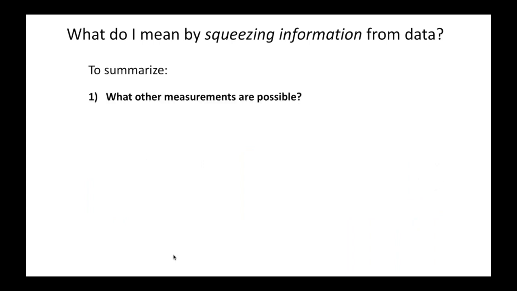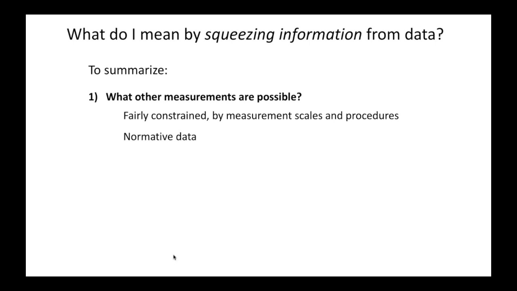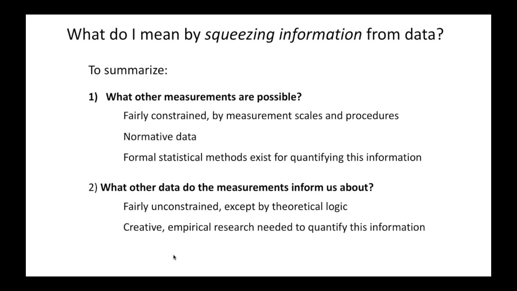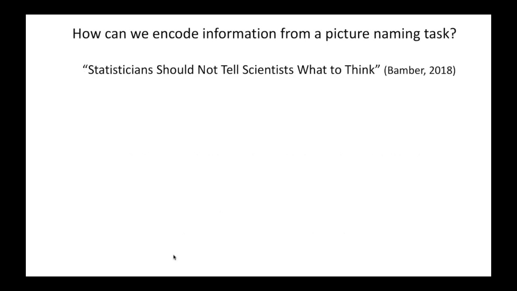So to summarize, what other measurements are possible? This is fairly constrained by measurement scales and procedures. We look at normative data to understand this, and there are formal statistical methods for quantifying this kind of information when you get a new measurement. And then we also want to think about what other data measurements inform us about. This is fairly unconstrained, except by theoretical logic, and it requires creative empirical research to quantify these relationships.